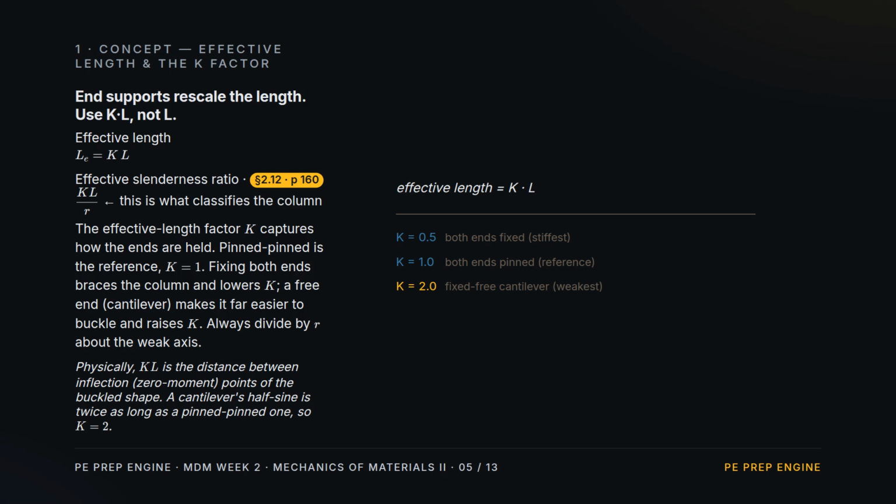Concept 3. Effective length and the K factor. End supports don't change the real length, but they change how much of it participates in buckling. Effective length is K times L, and what actually classifies the column is the effective slenderness, KL over R. Pinned is the reference at 1. Fixing both ends braces it and drops K to 1/2. Freeing the top, a cantilever, doubles it to 2, and always take R about the weak axis.